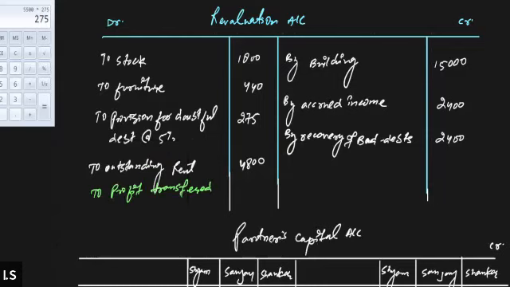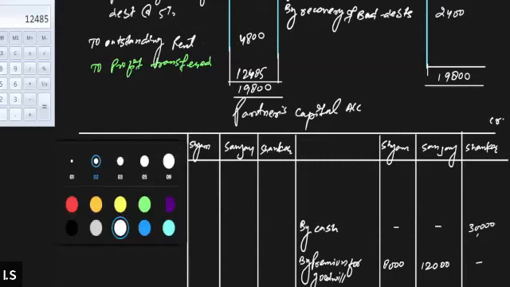So for that purpose, we will first of all total the credit side of the revaluation account. That will be 15,000 plus 2400 plus 2400. This will be 19,800. And out of 19,800, we will subtract 1800, we will subtract 440, we will subtract 275, and 4800. So the profit will be 12,485. And this 12,485 will be distributed between Shyam and Sanjay in their profit sharing ratio.